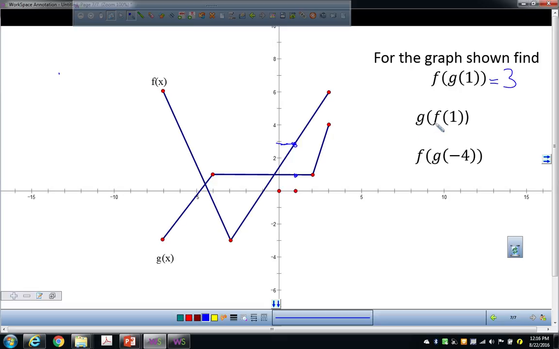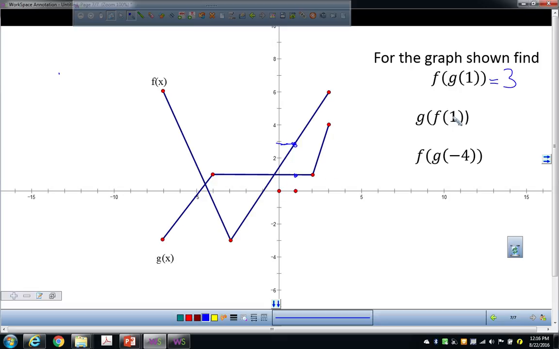Who can tell me what g of f of 1 is? G of f of 1. Is it 5? 4 or 5, I guess. Yeah, it's 4. It's whatever is over here, right? Do you guys see how we got that?